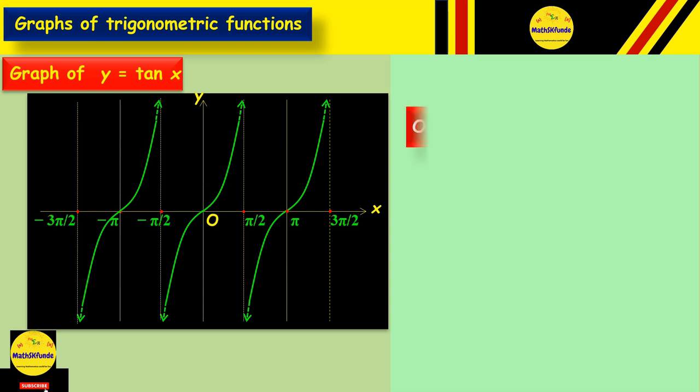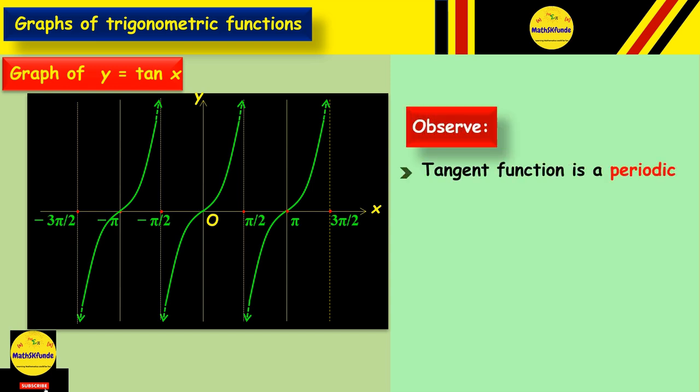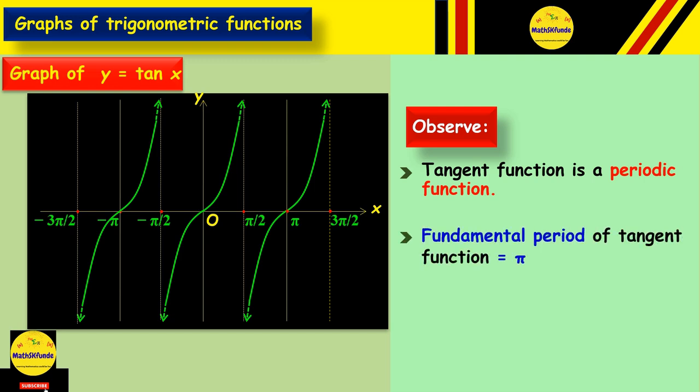Now I want to make certain observations from here. The first thing I observe is that when you see the graph, those branches are similar in nature. So basically y equal to tan x repeats its behavior. Since it repeats its behavior, this is called a periodic function. The moment you say periodic function, as I said before also, you should get into the habit of writing there itself what the fundamental period is. So the fundamental period of the tan function is pi.